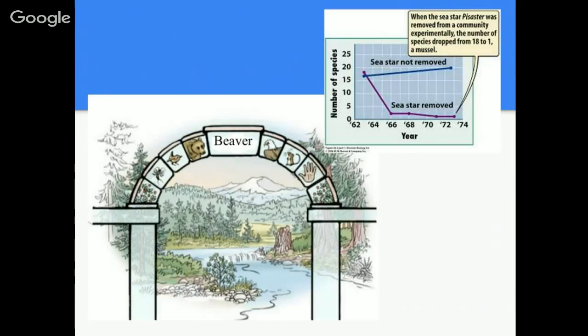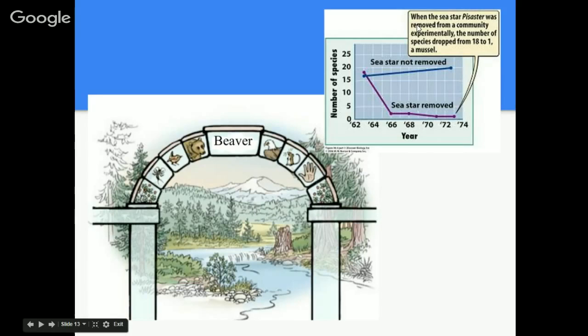So these are some diagrams and examples of keystone species in different environments. Here is another example of the arch. Now, the beaver doesn't actually live in the arch, but the beaver does have effects on eagles and bears and birds and mice and humans and insects or crayfish, whatever that is in the diagram. So if these beavers were removed from the ecosystem, all these other organisms would be affected and would have drastic changes.